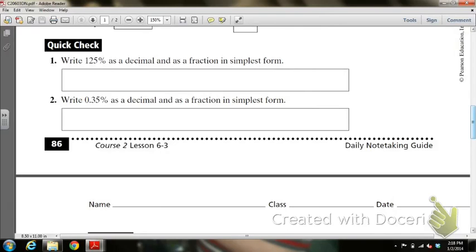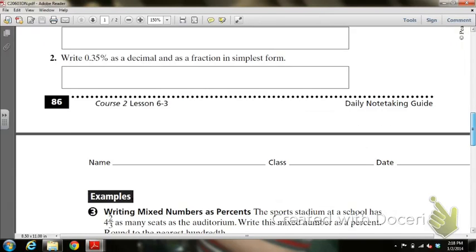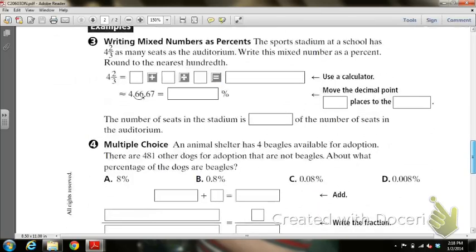In the next part, we're going to take mixed numbers and write them as percent. Now they're showing you how to punch these in on a calculator. So, if you're going to take a mixed number and punch it into a calculator, you have to look at it as a whole number plus a fraction. And that's how you punch mixed numbers into a calculator.